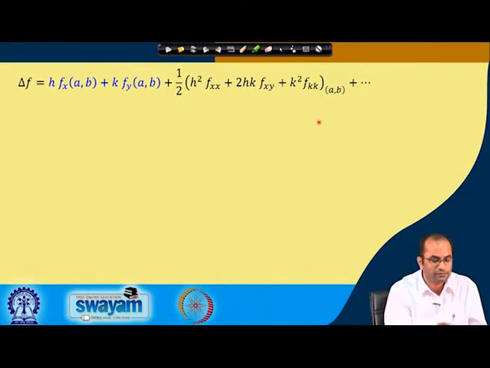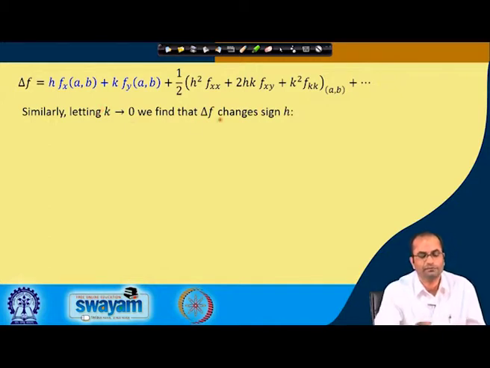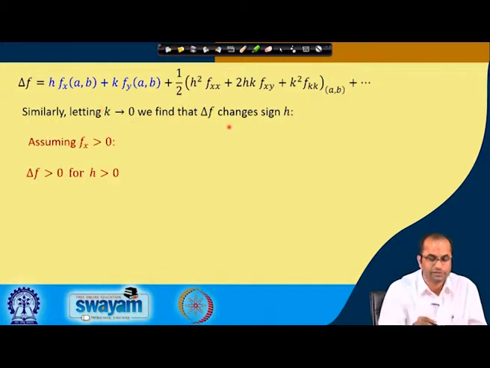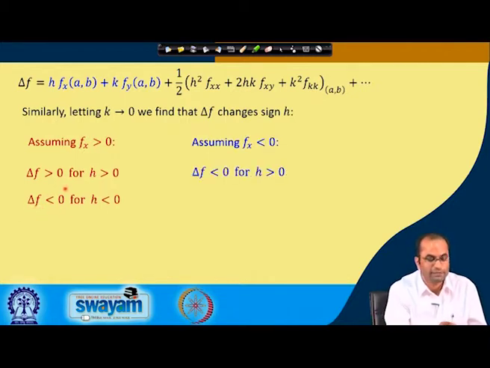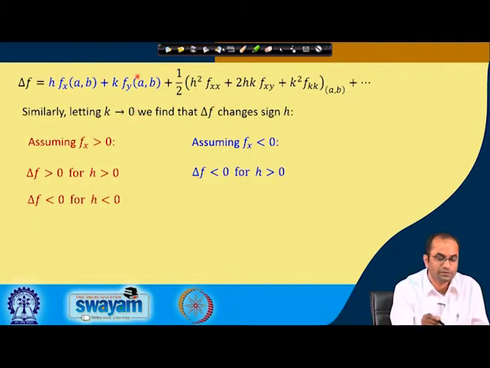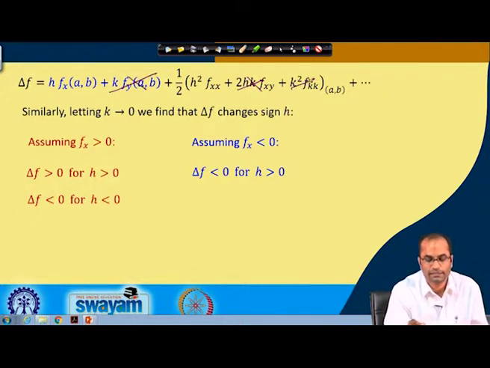We had this expression, we have already seen. Now, similarly we will let k tend to 0, and then we will find that delta f changes sign for h. So, for example, if we take f x positive, then we will realize that delta f is positive when h is positive, and when h is negative, delta f is negative. When we let h, k tend to 0, this term is removed here, and all these terms where k is there will go to 0. So, we have h f x and so on.